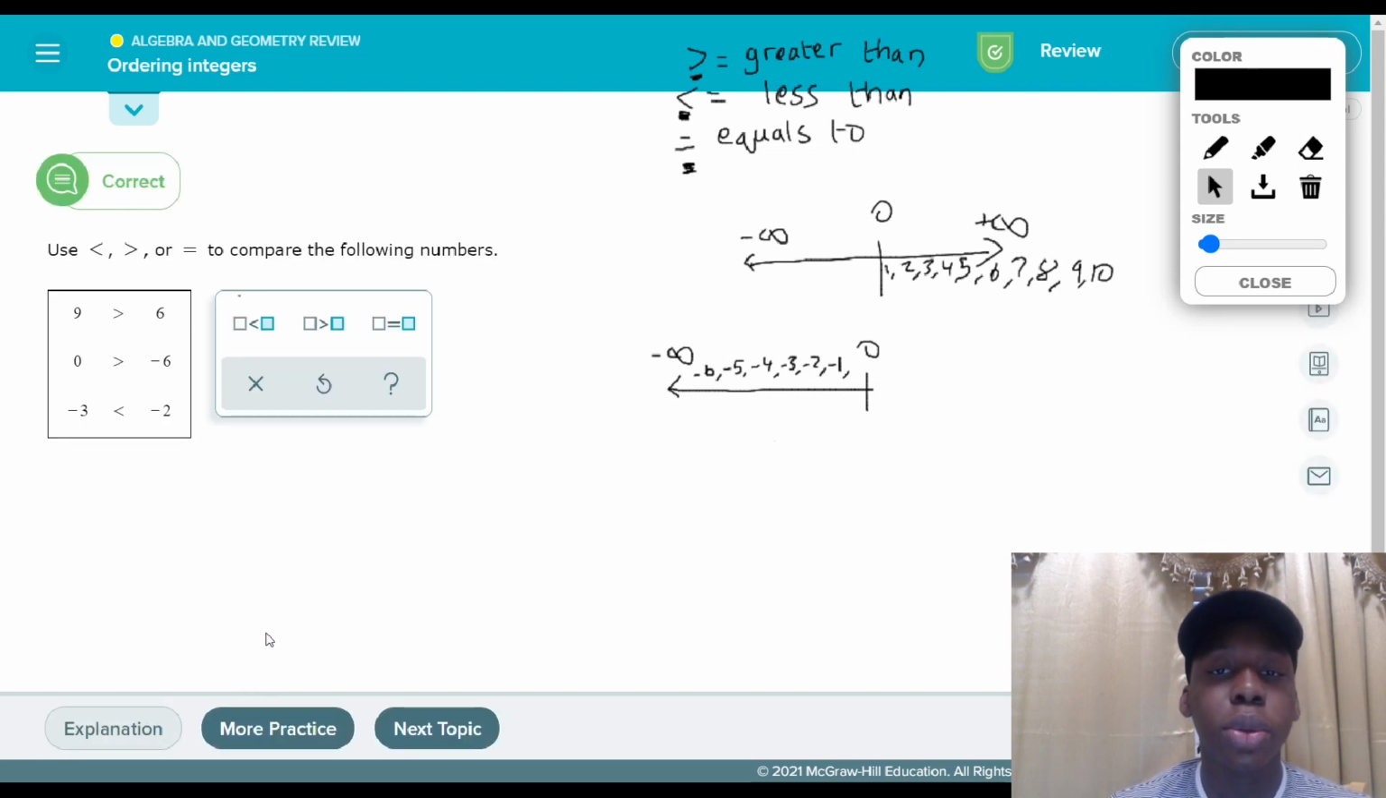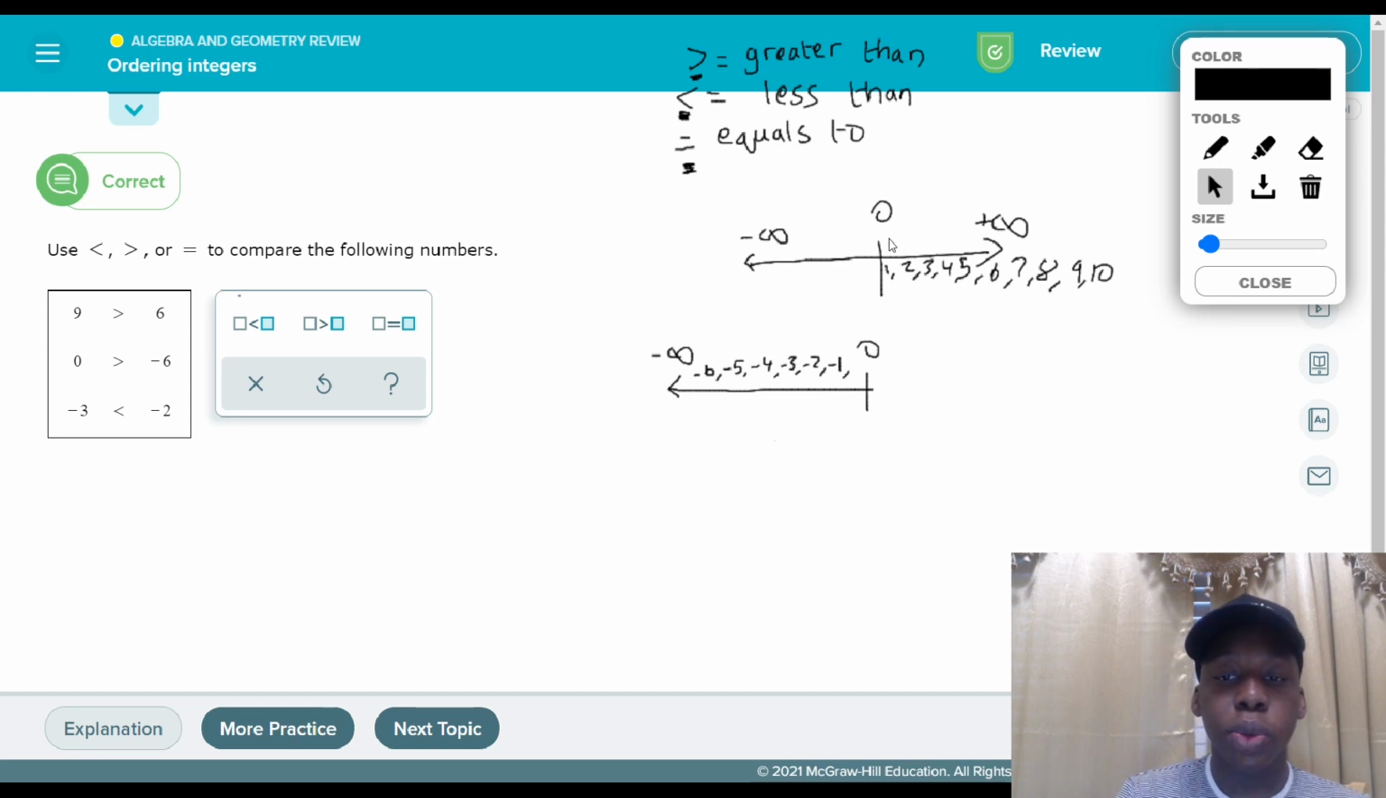Okay, I want to do a quick overview of what I just went through. We're going to be using three symbols: the greater than, the less than, and the equals to symbols. The greater than means a particular number is bigger than another number. The less than means a number is less than the latter number, and equals to means a number equals whatever. When we're working on these kinds of questions, number lines are really important.